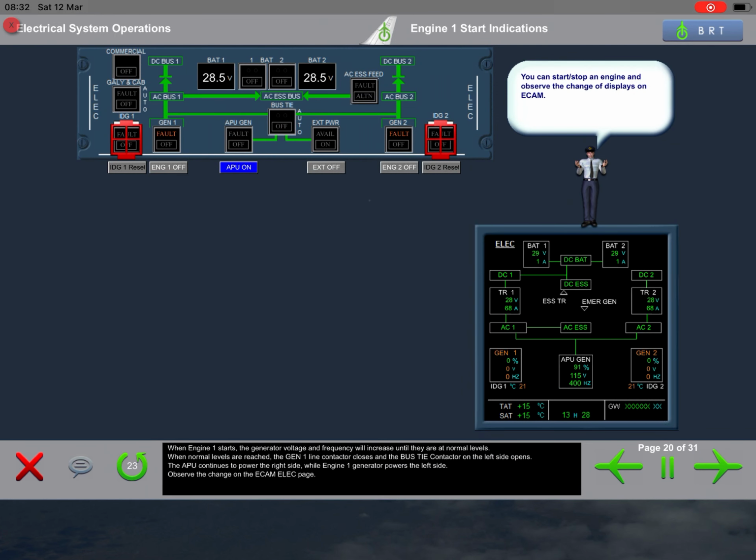When engine 1 starts, the generator voltage and frequency will increase until they are at normal levels. When normal levels are reached, the generator 1 line contactor closes and the bus tie contactor on the left side opens. The APU continues to power the right side, while engine 1 generator powers the left side. Observe the change on the ECAM electrical page.